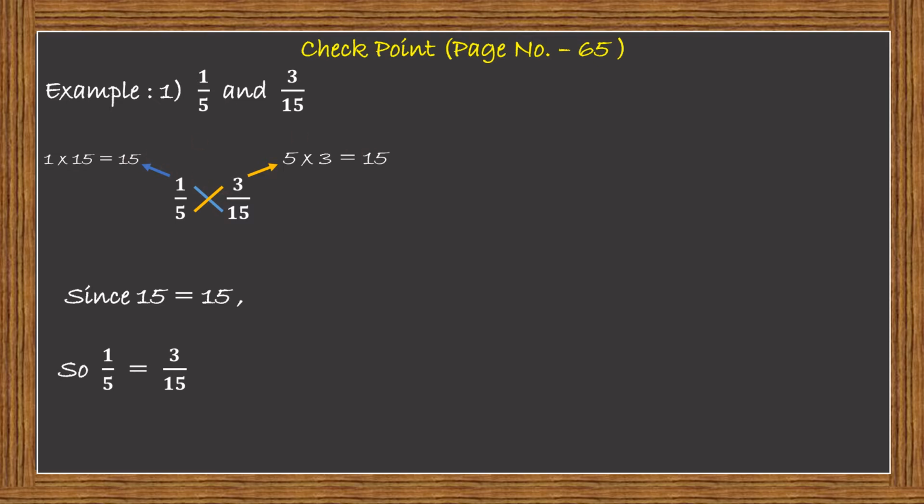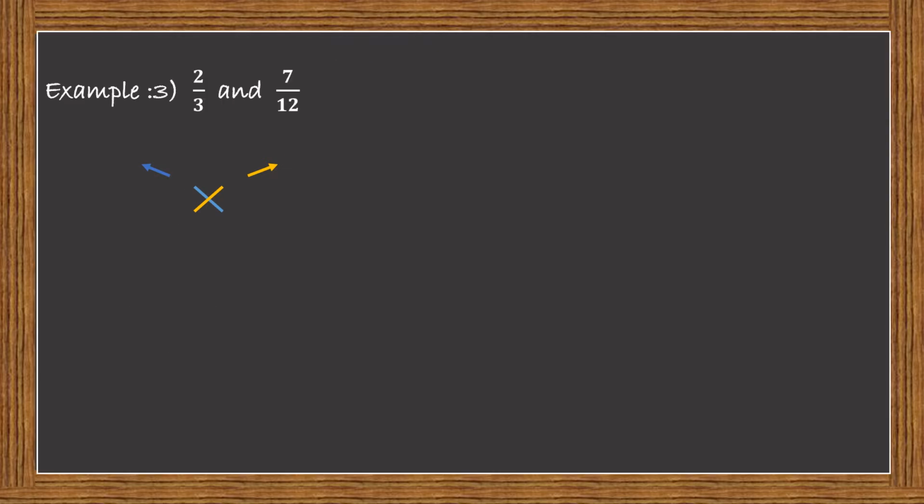Let's take one more example. This is the third example. Now in this third example, again we have written the numbers 2 upon 3 and 7 upon 12. So cross multiply. The blue line, the product will be written on the left hand side, and the yellow line, the product will be written on the right hand side.